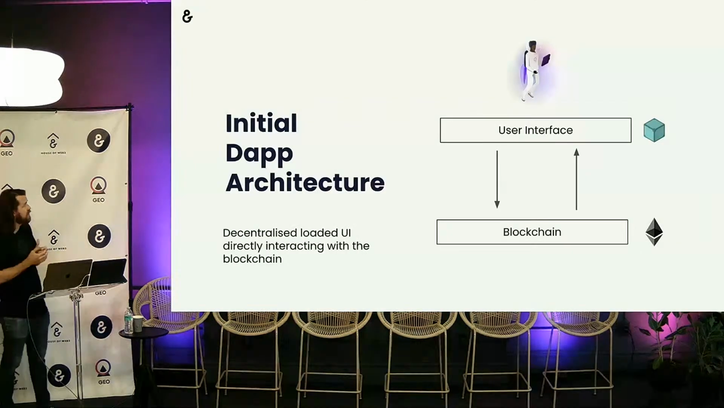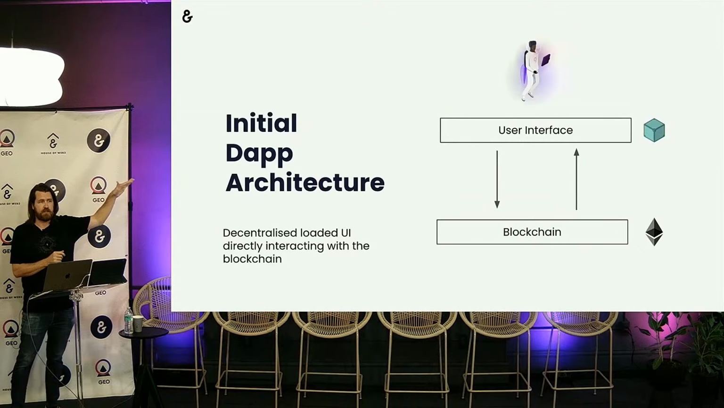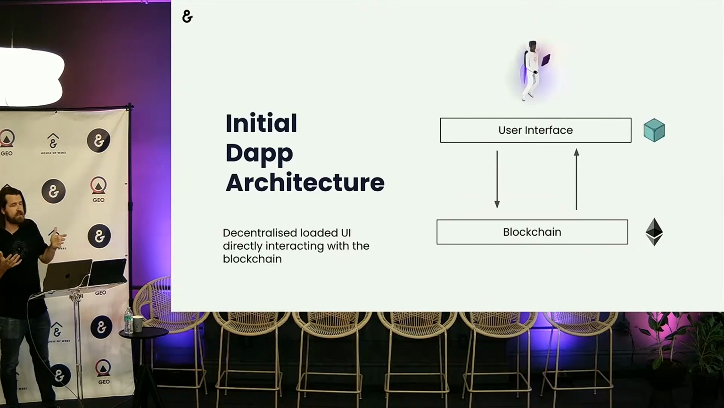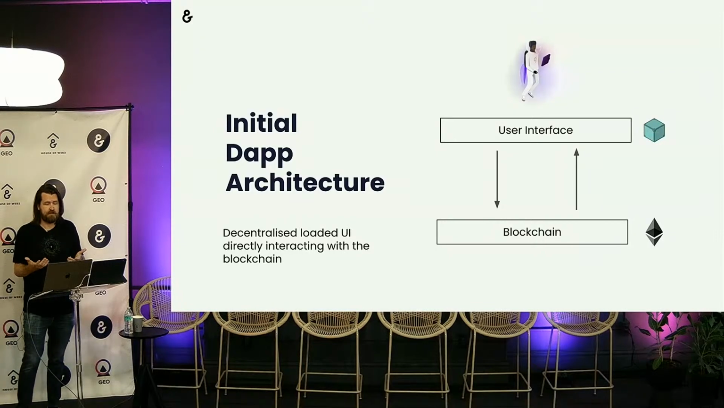But the initial dApp architecture, when Ethereum first deployed smart contracts, was this concept where you would build your user interface in your front end in something like JavaScript, and you would deploy it in a way that was maybe decentralized, like with IPFS.